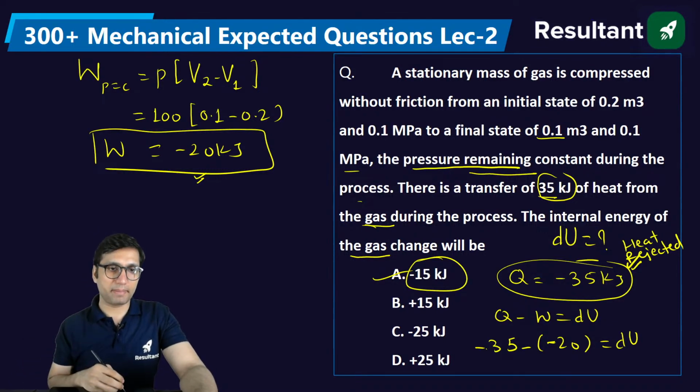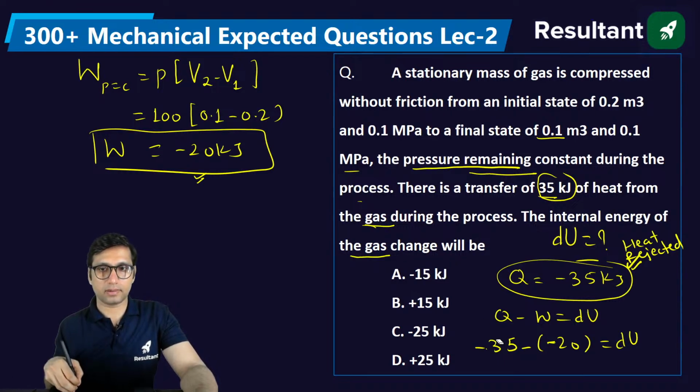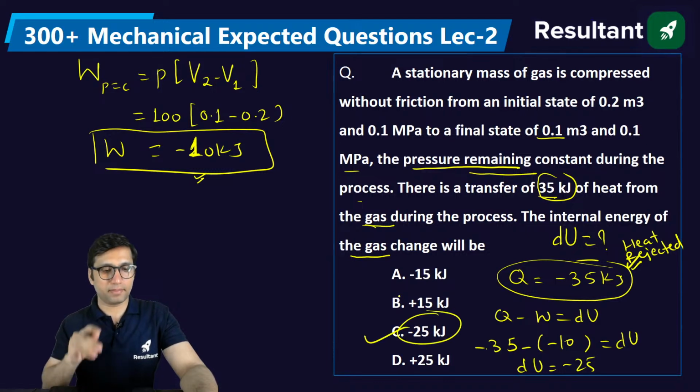Oh, sorry, my bad. I've made some mistake in the work. This will be minus 10. Why am I finding minus 20? Writing minus 20 here. This will be minus 10. So this will be minus 25. Sorry, I'm sorry.